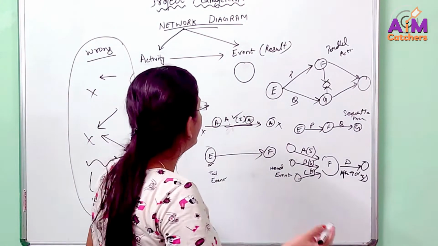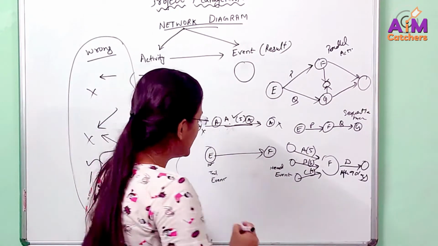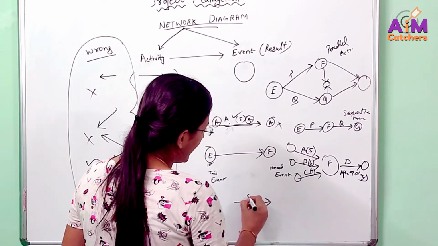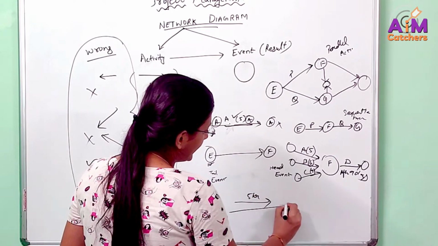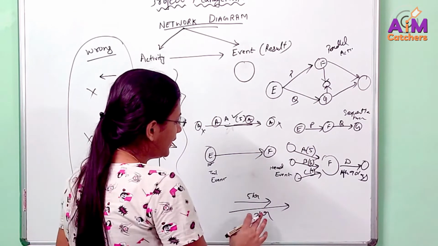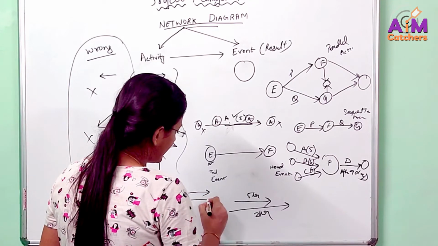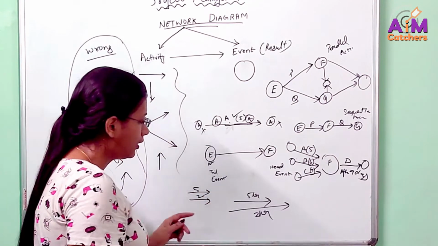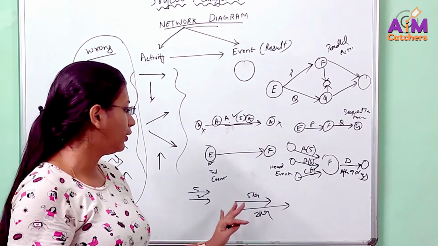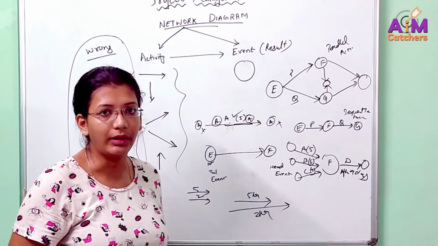And one more thing, the length of the arrow has nothing to do with the duration. See, if you are representing an activity that takes 5 hours and an activity that takes 2 hours, there is no sense of the length of the arrow. The 5-hour one can be short, the 2-hour one can be long, or both can be of the same size. So there is nothing linked with the length of the arrow. The length of the arrow is independent of the duration of the activity.